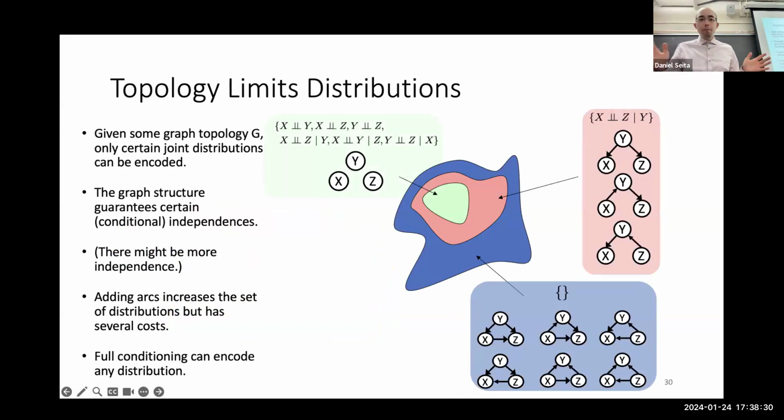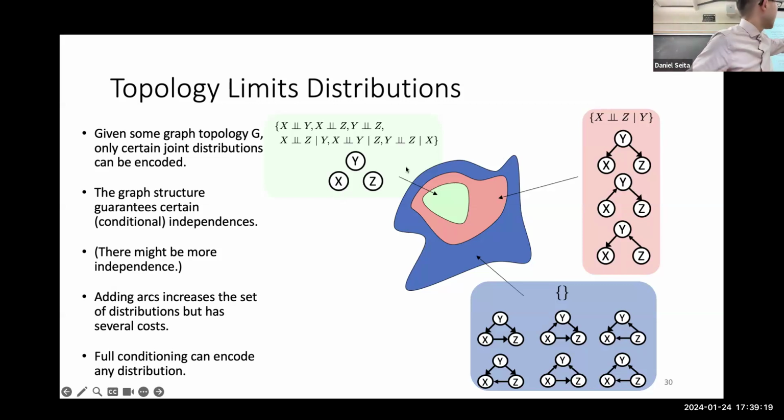So a takeaway here is that the topology can limit the joint distribution that can be encoded with the Bayesian network. Again, the graph structure will guarantee certain conditional independencies, but there might be more, depending on how the numbers work out, but they're not guaranteed. And usually, if there's a lot more independency, then my argument is your Bayes net is not the right one for the task. You ideally want one that encodes all your independencies without leaving the possibility of having many more independencies.